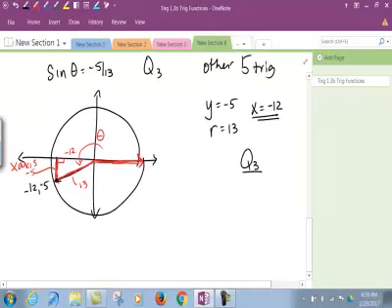All right, so it doesn't look like any kind of angle that we're used to seeing, but we'll get really used to seeing these angles all the time.